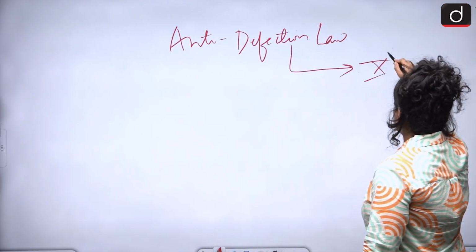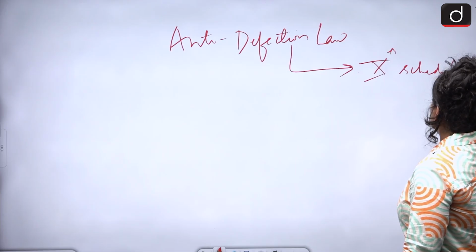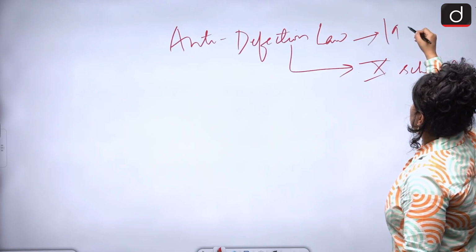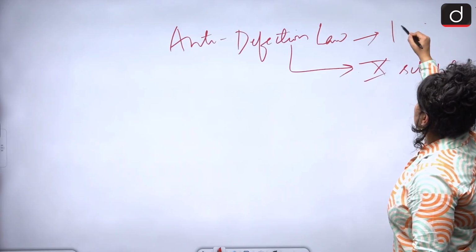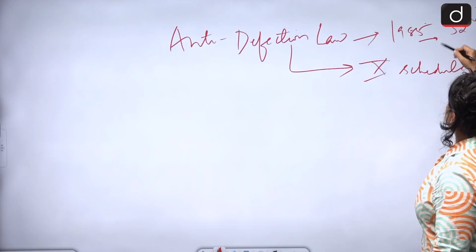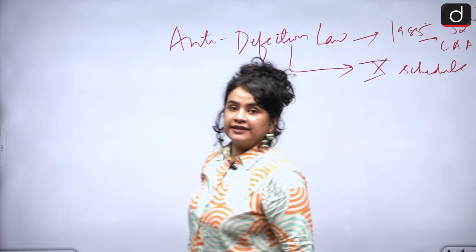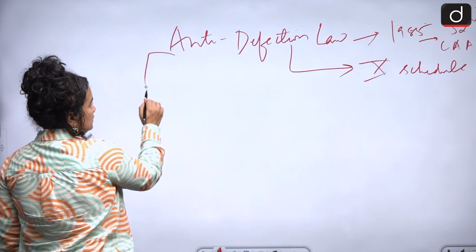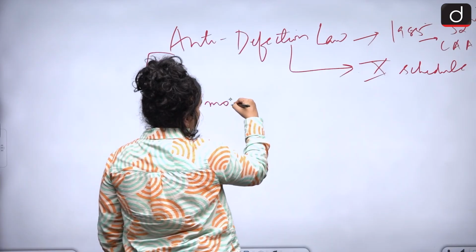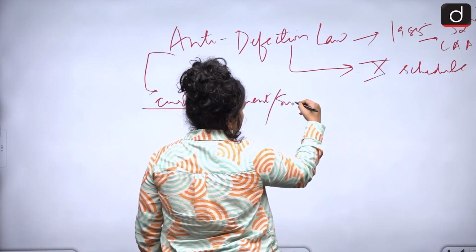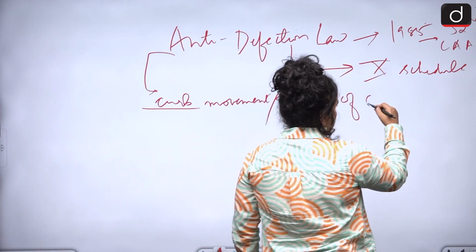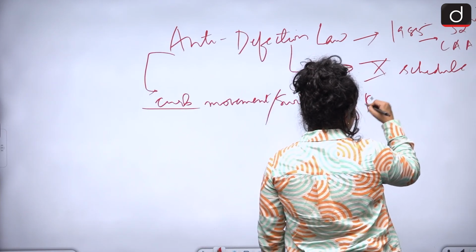This belongs to the 10th schedule of our constitution. It was passed in 1985 by the 52nd Constitutional Amendment Act. What was the purpose? It was to curb movement or defection or switching of leaders or of candidates from one party to another.